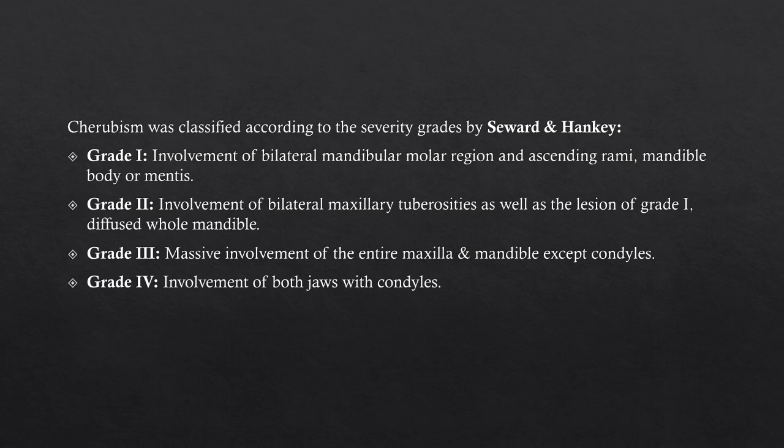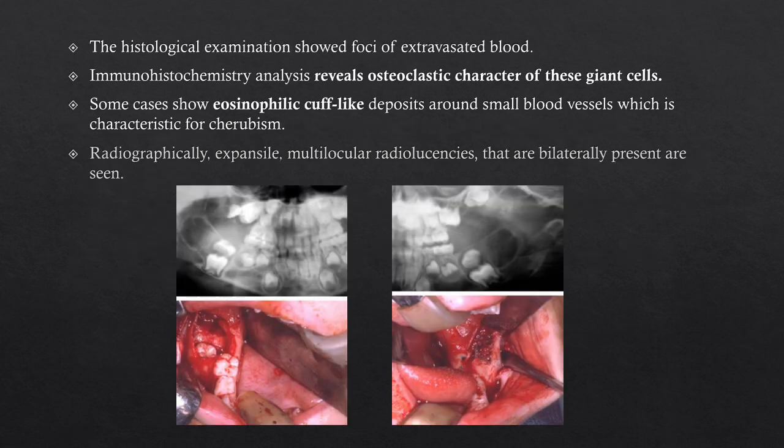So there are 4 grades. Grade 1 is the involvement of just the mandibular molar region and the ascending rami, where the mandible alone is involved. If the bilateral maxillary tuberosities are also involved along with the mandible, it is grade 2. Entire maxilla and mandible except the condyles is grade 3, and involvement of both jaws with the condyles is grade 4. Histopathologically they show foci of extravasated blood, and they reveal the osteoclastic character of these giant cells, as there is bone loss that is seen.